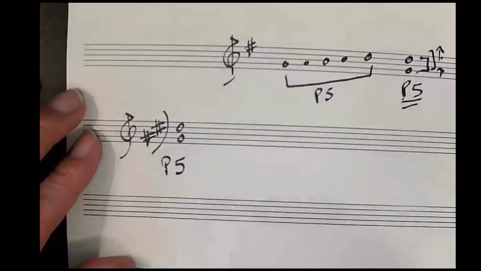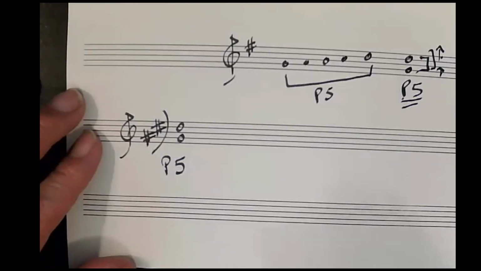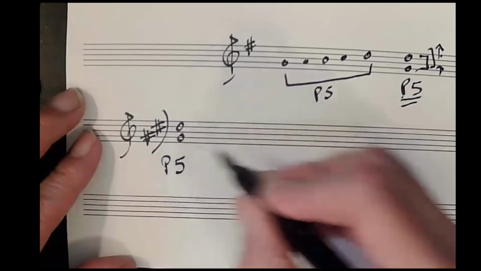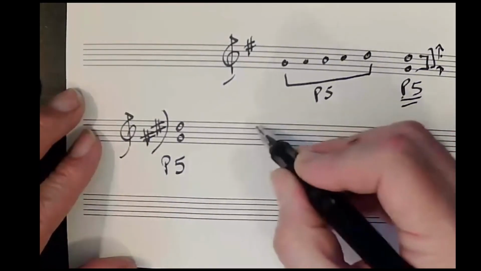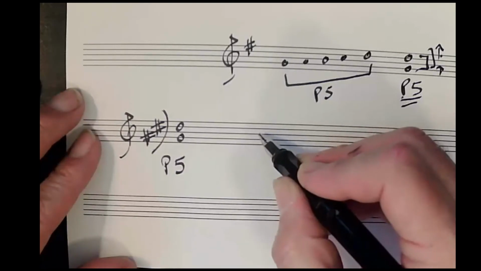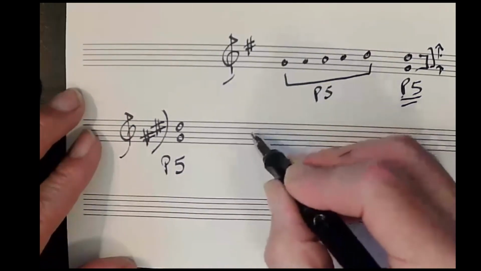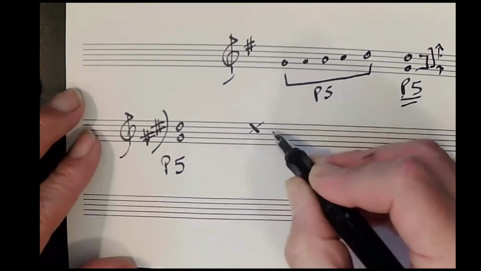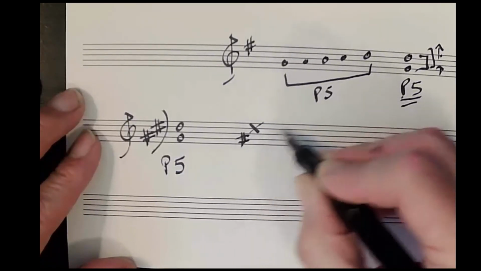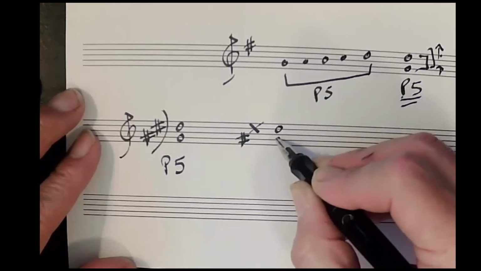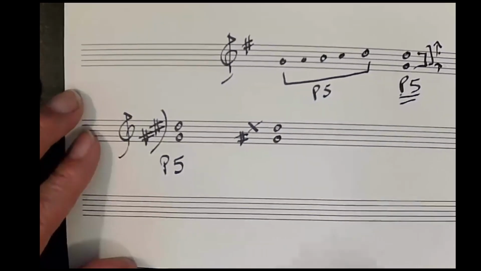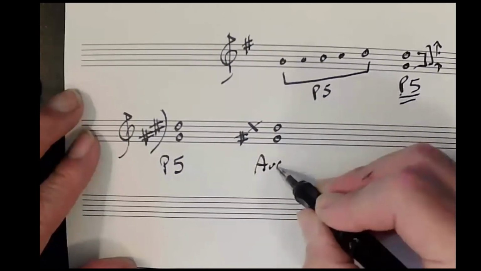Now, since we know that's a perfect fifth, let's go ahead and try to augment it. Let's augment it by raising the ceiling. You can see that creates an interesting situation, because how do you raise something that's already sharped? I hope you remember that you double sharp it. That is how you raise something that's already been sharped. So this would be an augmented fifth.